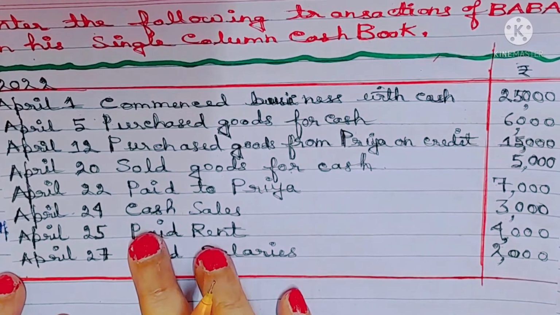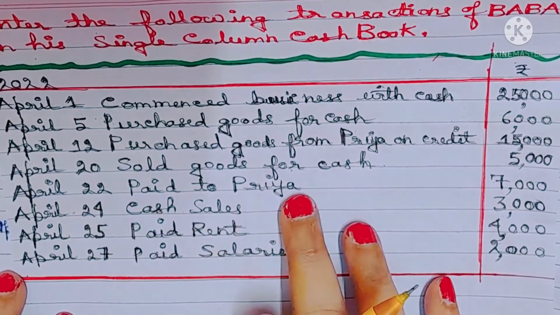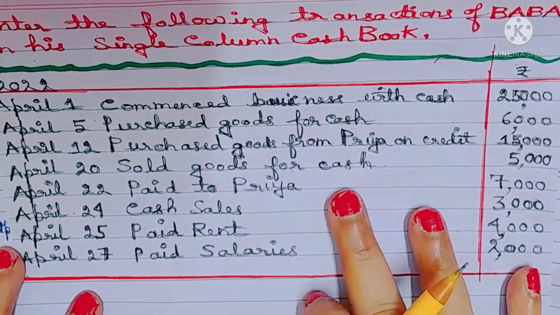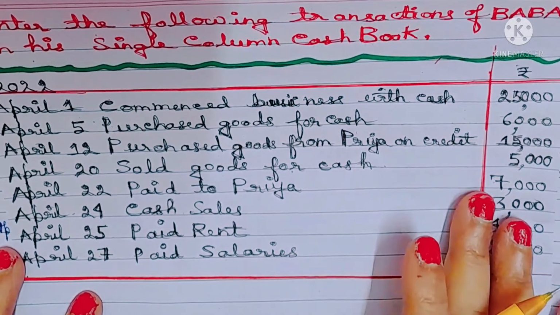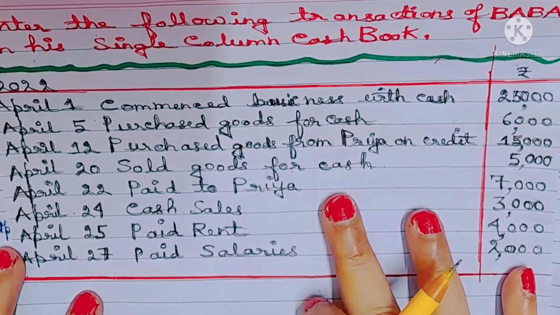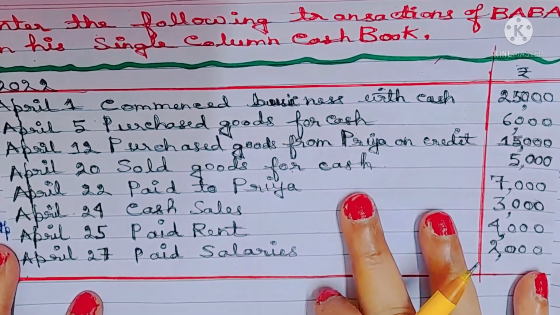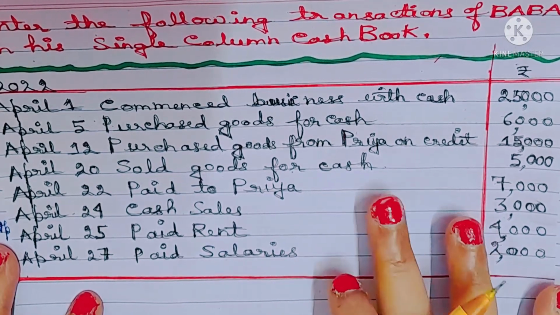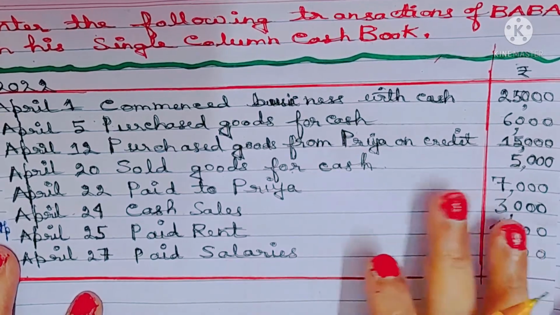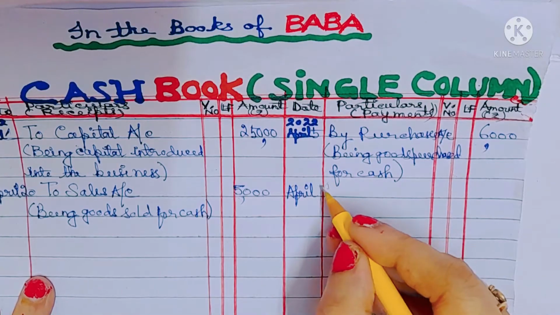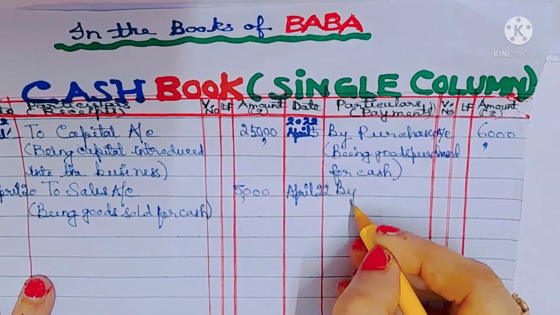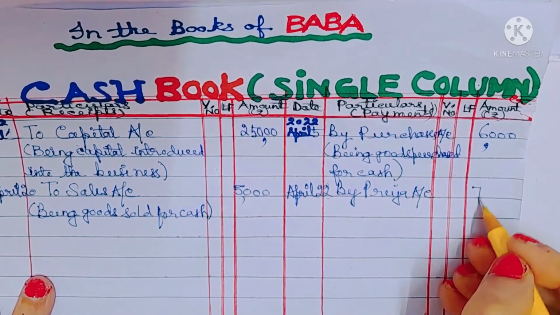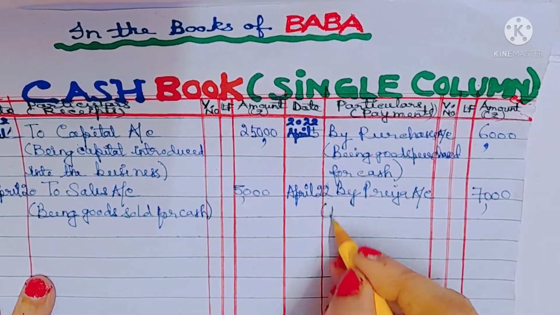The next transaction is on 22nd April, paid to Priya 7,000. So what will be the journal entry? Journal entry will be Priya account debit to cash account 7,000. Okay. So what is the position of cash? Since cash account is on the credit side, Priya will also be on the credit side. So we'll have to write by Priya account 7,000. Okay. So let's write 22nd by Priya account 7,000, being cash paid to Priya.